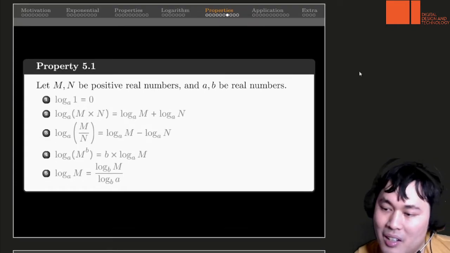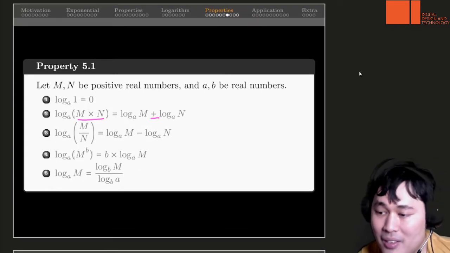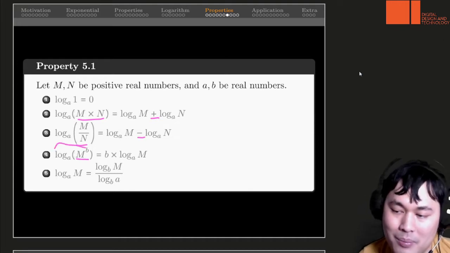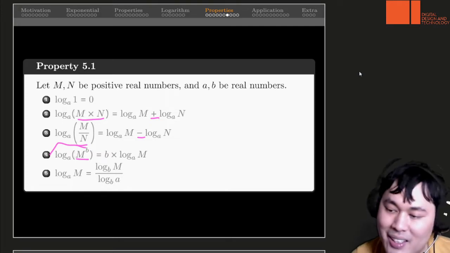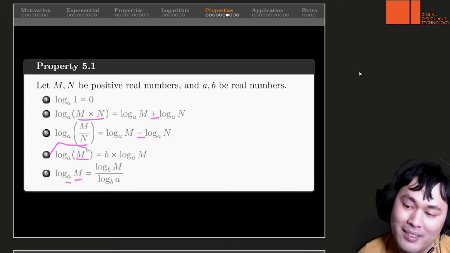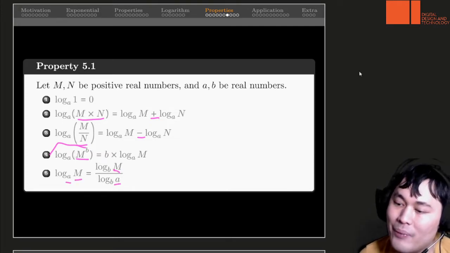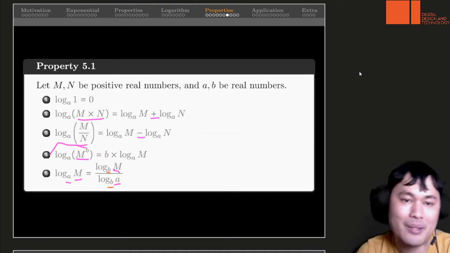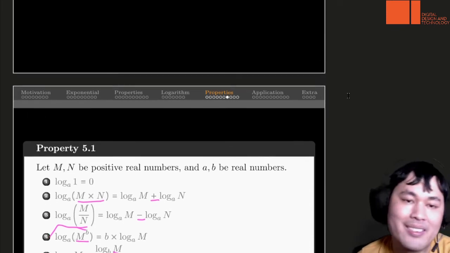Wait, why is the log of the product a sum of logs? Why is the log of a division a minus? Why is log of m to the b... you can somehow throw b out of the parentheses? Why can you split this log into two numbers and add a random number as a new base? Nothing makes sense here, to be honest.